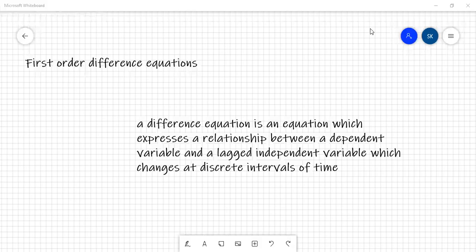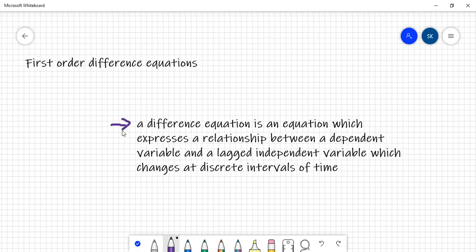So our topic for today is a new topic which is different from all the previous topics, and this topic is known as first order difference equations. What is a first order difference equation? A difference equation is an equation which expresses a relationship between a dependent variable and a lagged independent variable which changes at discrete intervals of time.